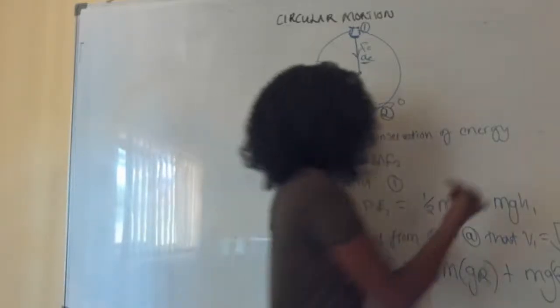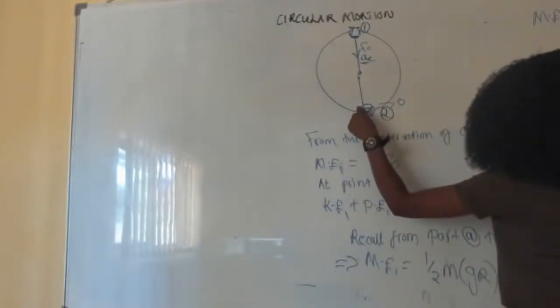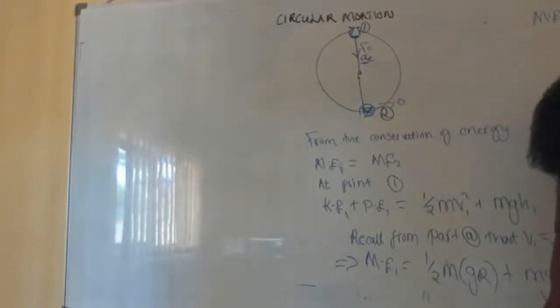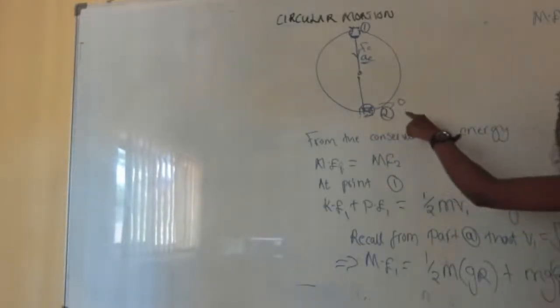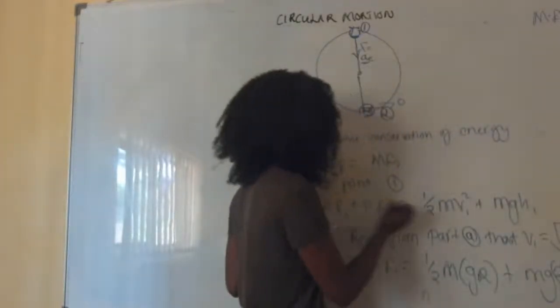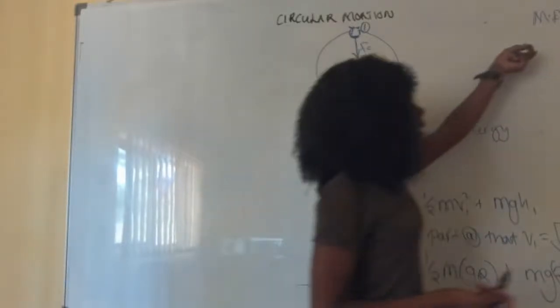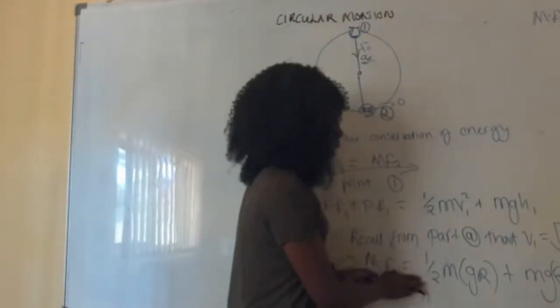Then at point 2, mechanical energy at point 2. If we are here, we are still saying it's the kinetic energy plus potential energy at point 2. So the kinetic energy at point 2, we know it's still half mv2 squared plus the potential energy at point 2. Because now our height here is 0, this will just be equal to 0. So we come back to the conservation of energy. We're saying mechanical energy at point 1 will be equal to mechanical energy at point 2.